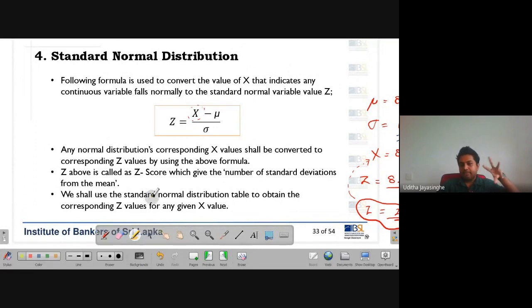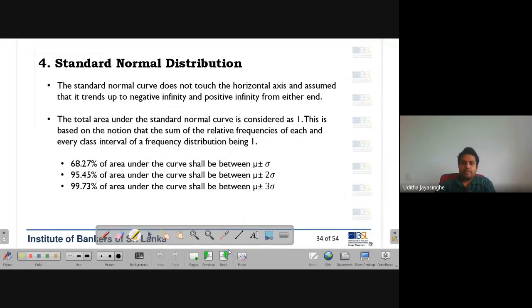So now these Z values that we just learned how to compute can be converted to the corresponding Z value table, and for any given X value, we can use that table to calculate the probability. What probability? That is what we're going to learn next.